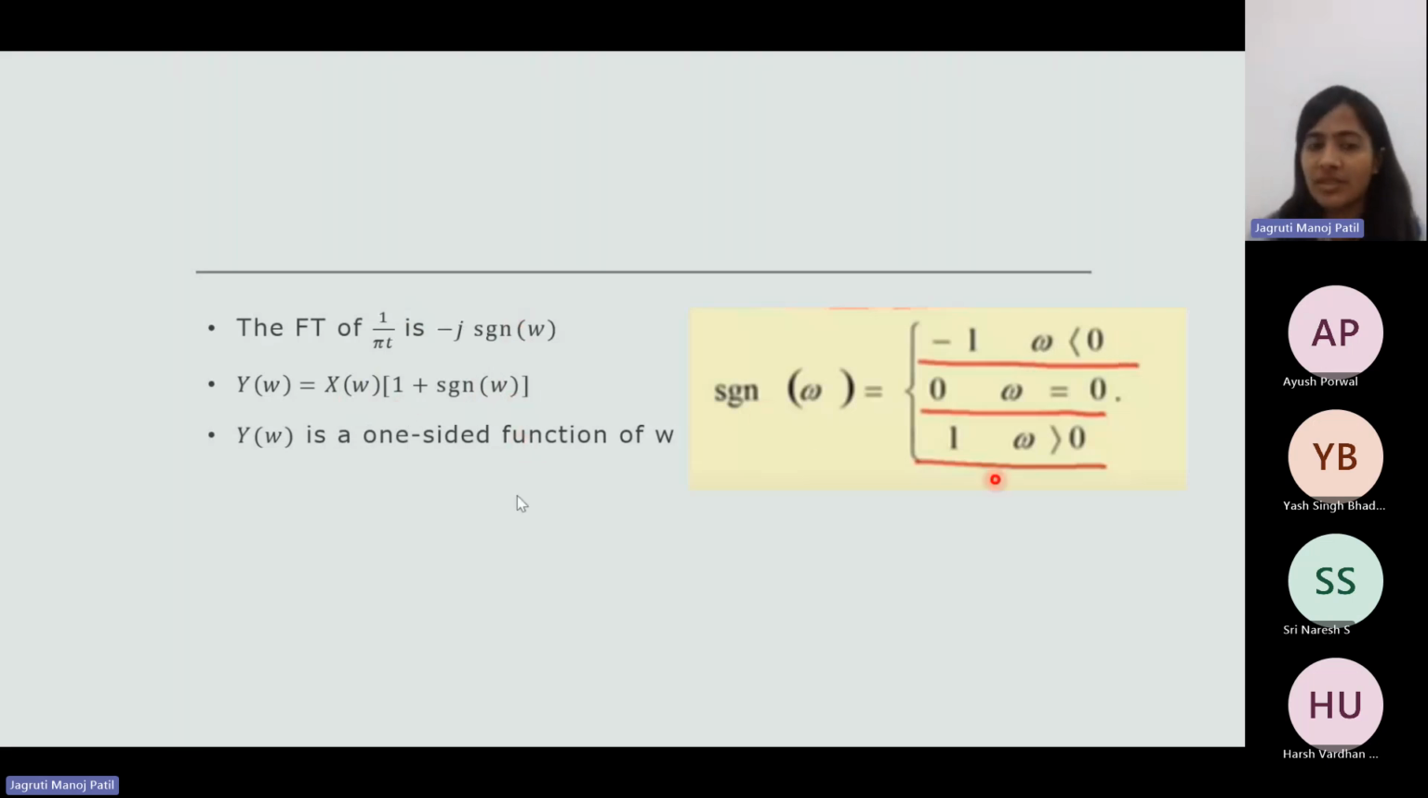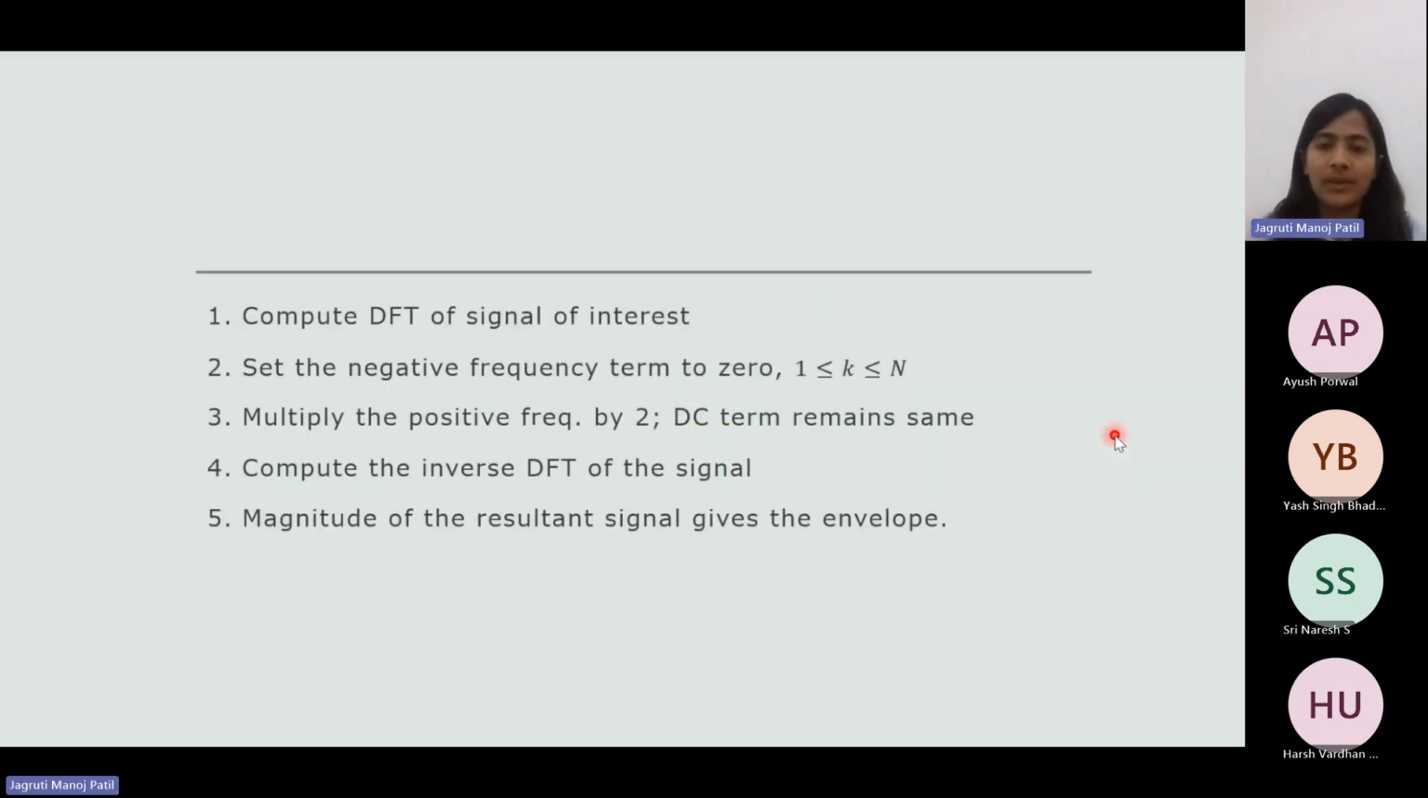What you notice from this is that your output signal, Y of omega, is always a one-sided function of omega, because when you add them, 1 minus 1 is 0, 1 plus 0 is 1, and 1 plus 1 is 2. Everything is very causal and goes to one side. So it's always a one-sided function, unless you take a modulus of it, and then it comes into the negative side of the domain.